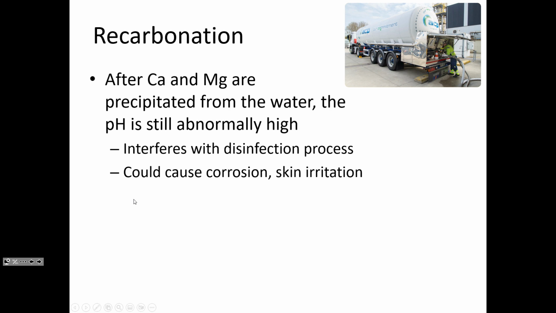So remember that this whole removal of hardness was accomplished by us raising the pH. And we can't leave it high. People aren't going to like it if the water coming out of the tap is caustic. Having a pH in the 11 range is just too much. It could cause corrosion. It interferes with the disinfection process. And so the abnormally high pH that we caused when we added all this lime, we have to bring it back down again. And that's accomplished through recarbonation.